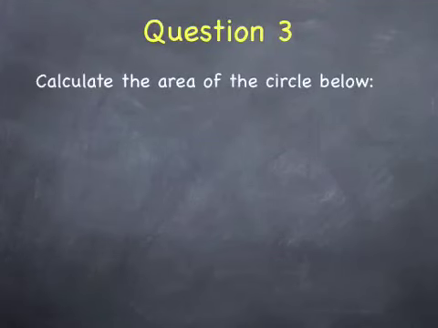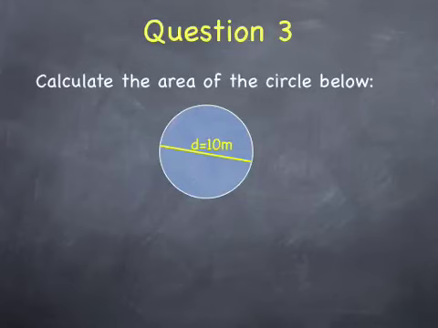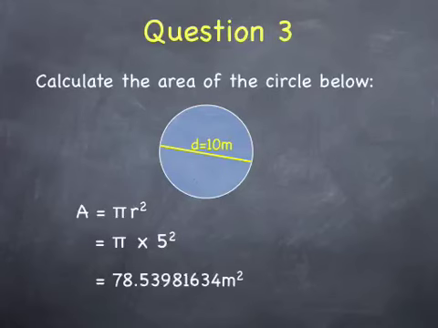Let's look at question 3. Calculate the area of the circle below. There it is. Press pause and play when you're ready. Okay, A equals pi r squared equals pi times 5 squared. Now the radius is only 5 meters. It's halfway. Hopefully you didn't get tricked there, but if you did, just realise it's 5 meters for the radius, halfway across. So the answer is 78.53981 and so on, square meters. So rounding off to 2 decimals, 78.54 square meters.